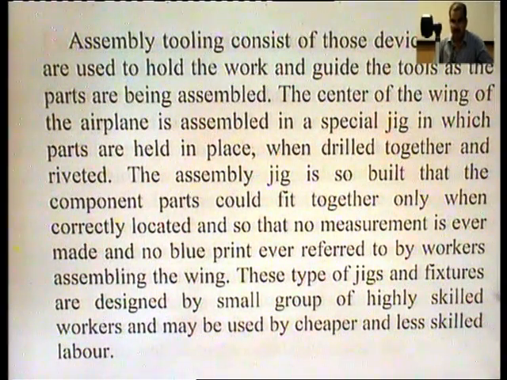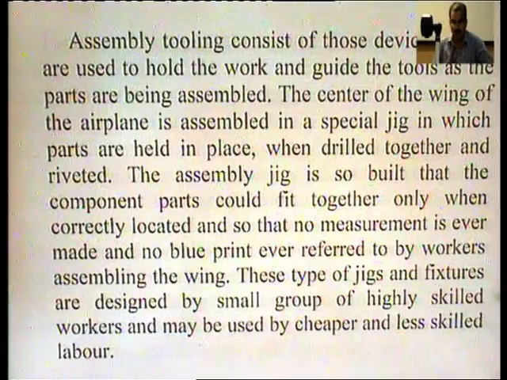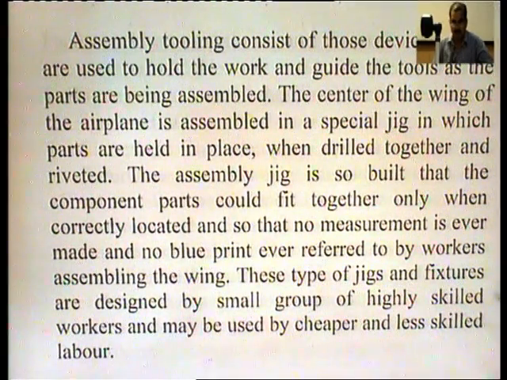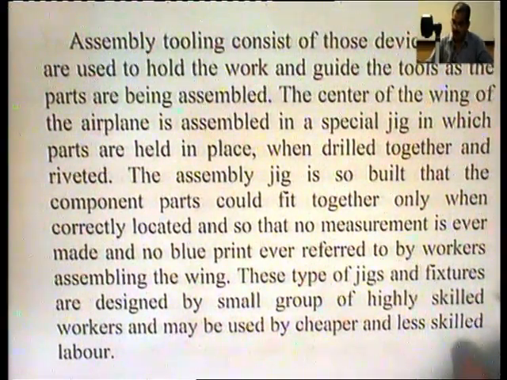The assembly jig is so built that the component parts could fit together only when correctly located, and so that no measurement is ever made and no blueprint ever referred to by workers assembling the wing. These types of jigs and fixtures are designed by a small group of highly skilled workers and may be used by cheaper and less skilled labor.